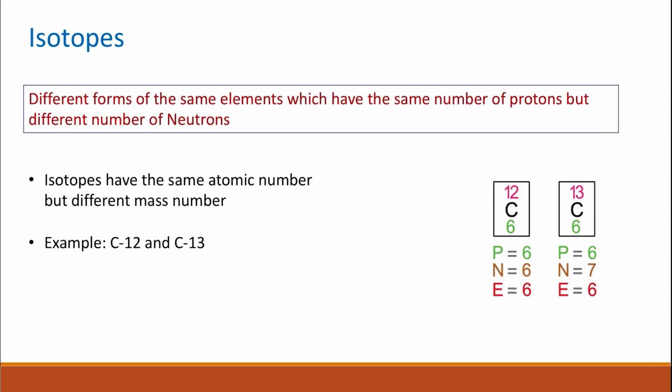Isotopes, these are different forms of the same elements which have the same number of protons, but they have different numbers of neutrons. So basically, they have the same atomic number, but different mass number, like carbon 12 and carbon 13, which have different numbers of neutrons only.